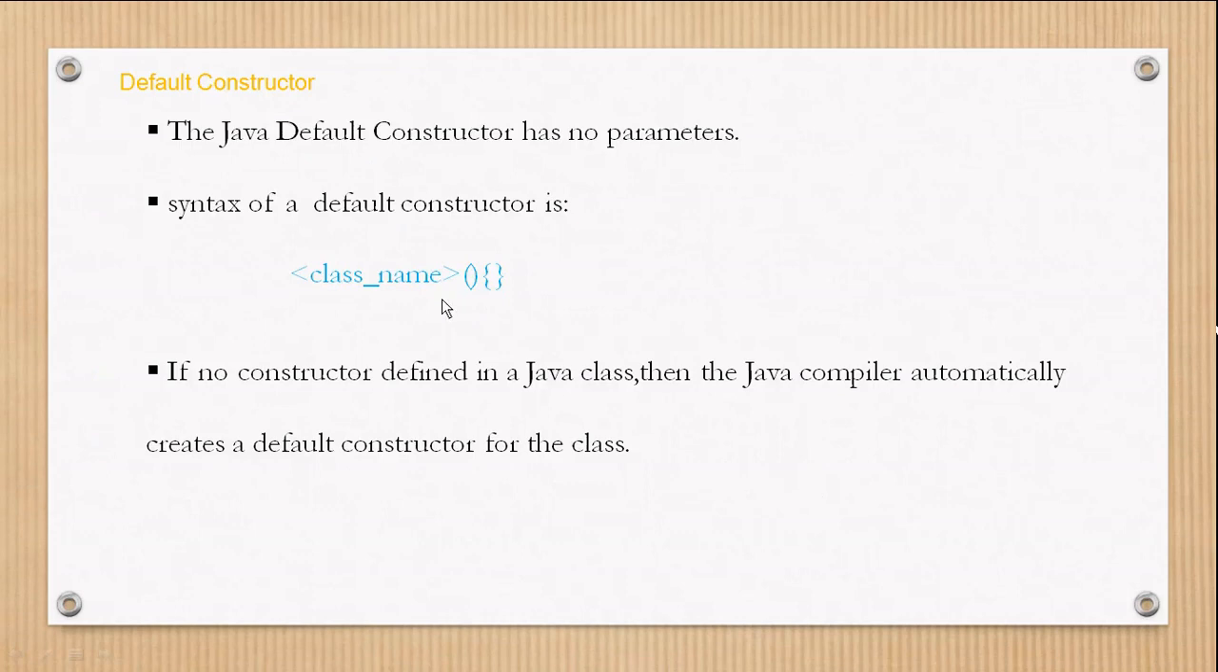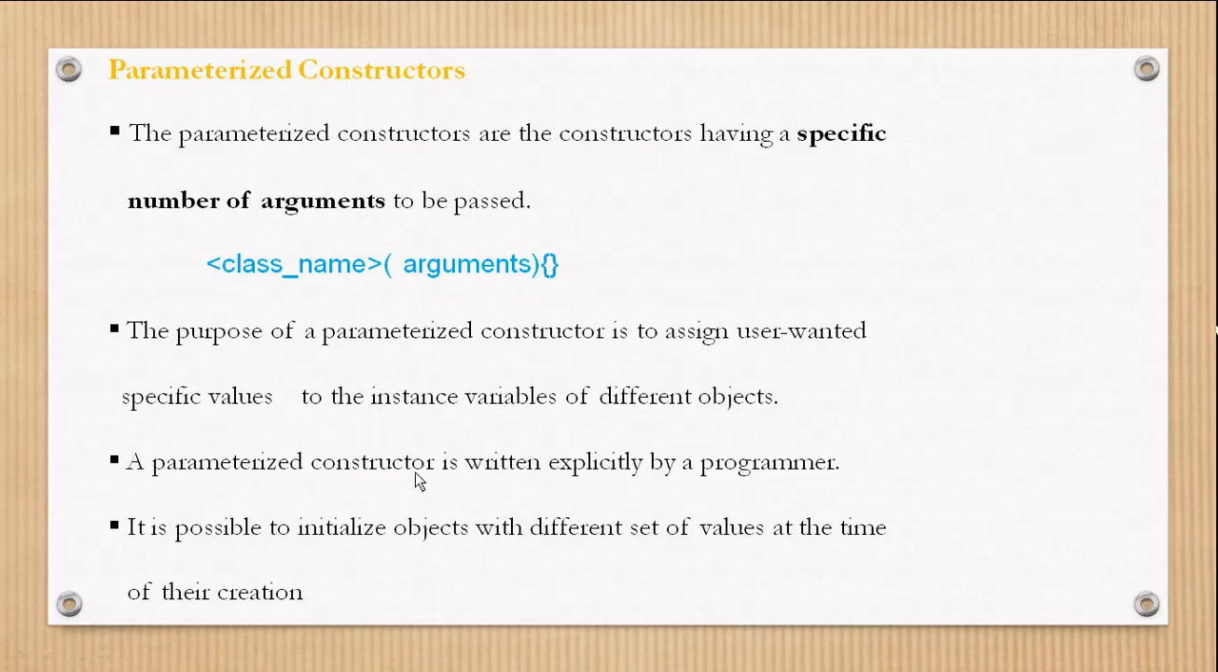Default constructor has no parameter. So the syntax of a default constructor is the class name followed by empty parentheses and the block, with the statements we want to execute. Next, if there is no constructor, then the Java compiler will create a default constructor for the class. In case of parameterized constructor, the arguments will be passed to the constructor. If we want to create a parameterized constructor, we have to write the class name followed by the arguments.